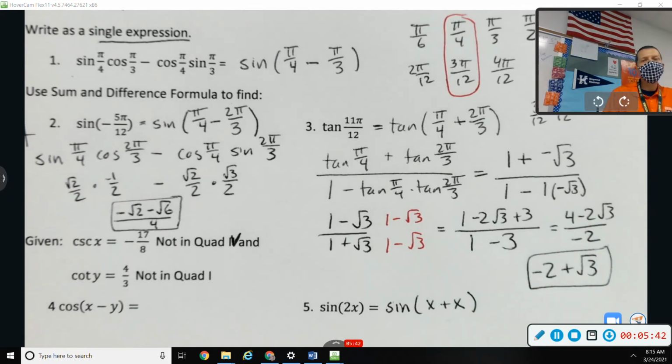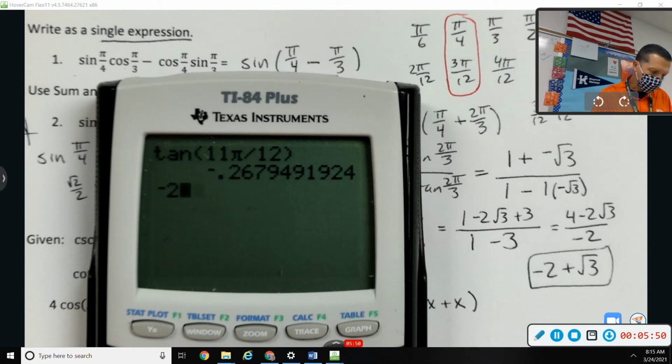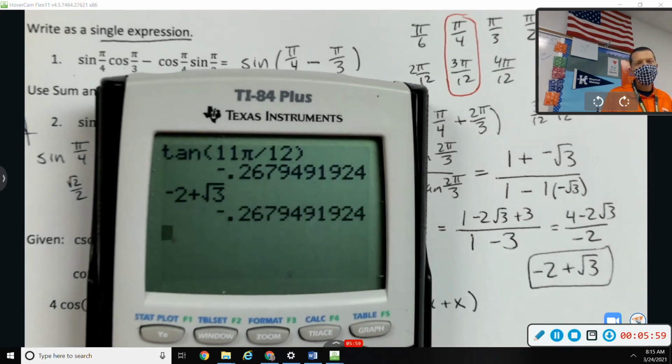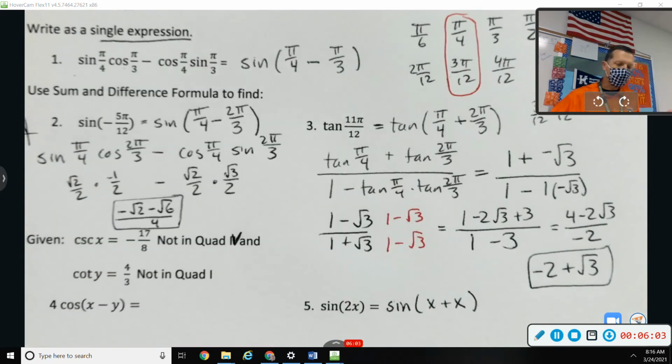And again, I can check my answer. Tangent of 11 pi over 12. And then negative 2 plus square root of 3. Those are supposed to be the same thing. I mean, I'm legitimately nervous because I haven't worked these before today, right now. So, got it. So use the calculator to check.